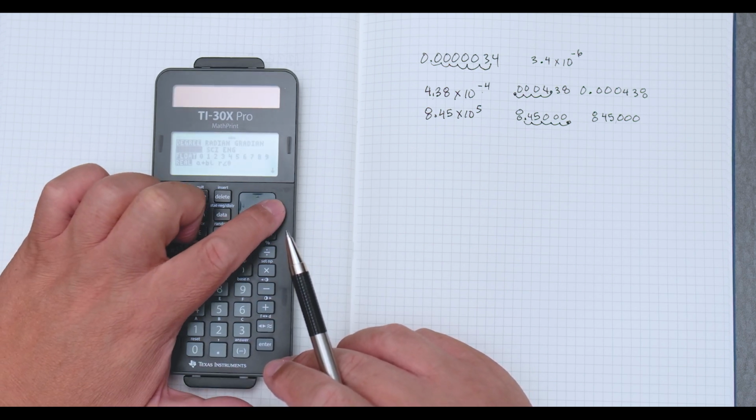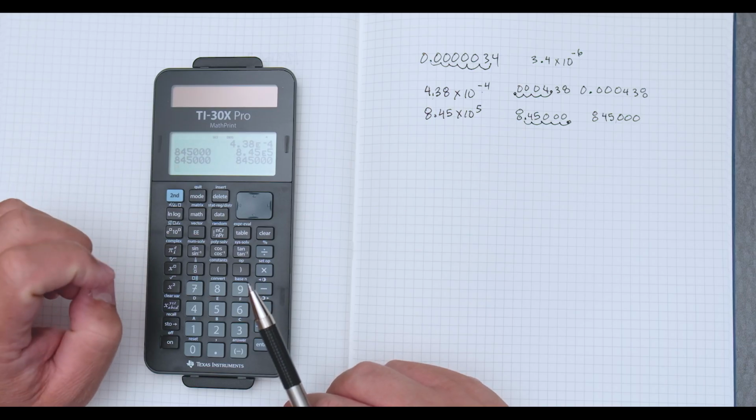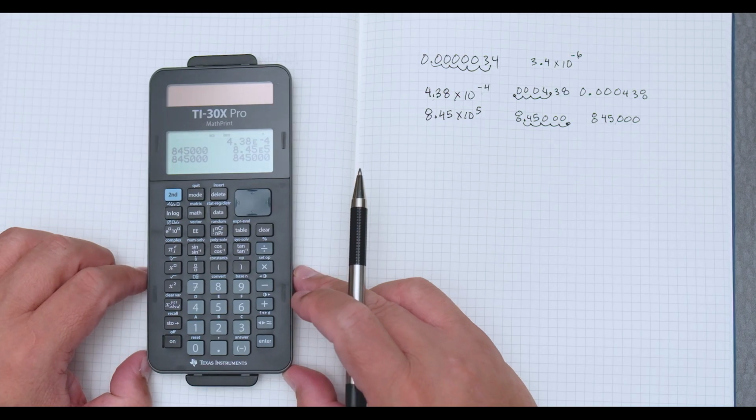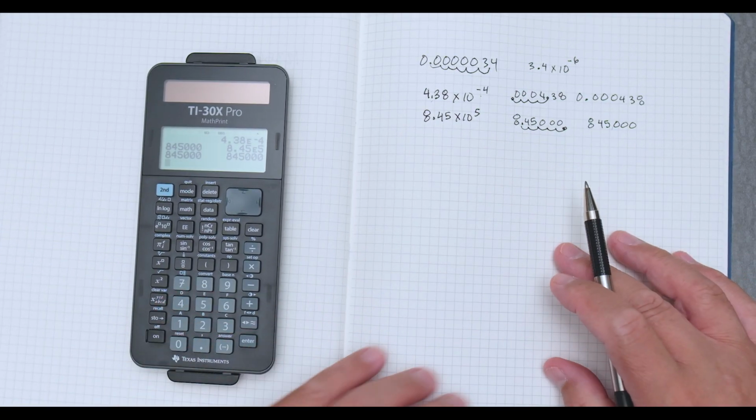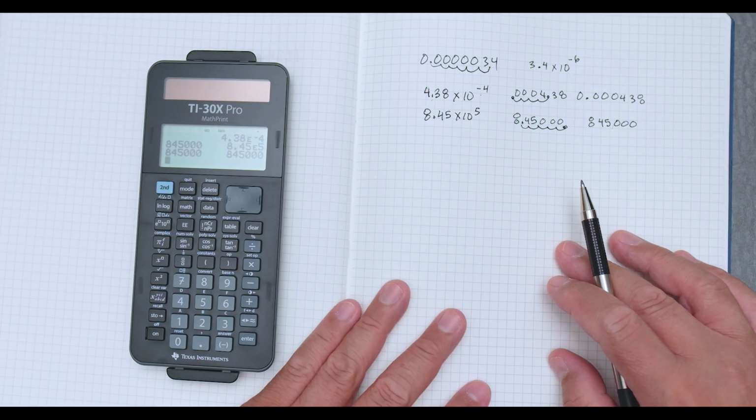Is there an easier way to do that, to change it? Maybe, but I don't know how to change it on this calculator like that. But that's one way. All these calculators are going to be different in terms of scientific notation.